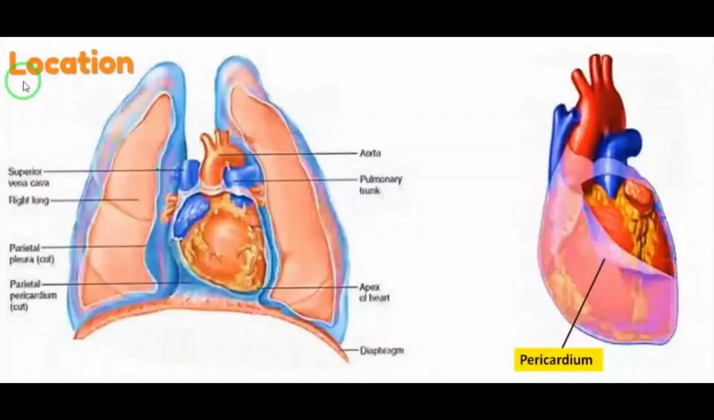First we have to see location of human heart. The heart is located in the thoracic cavity. This is the thoracic cavity or chest region. The heart is situated between the lungs. These are the lungs. Understand, children? So this is a heart.